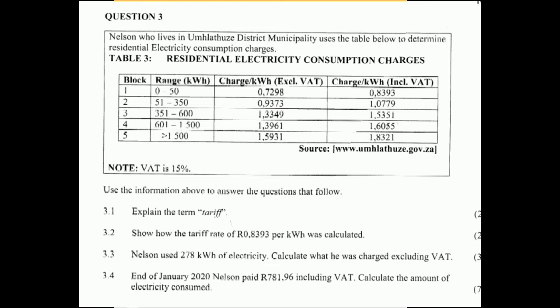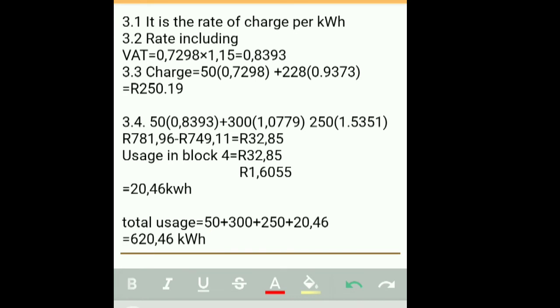I already explained that you cannot charge on both sides. We already used 50. We already charged Nelson on 50 kilowatts. So we are done. There's no need to charge him on both sides. When we're going to block 2, we are charging him for using 300 kilowatts. Then this is how much we charged him.